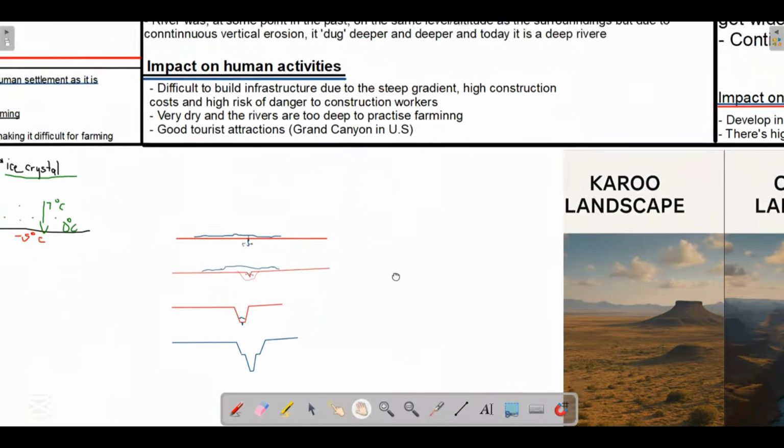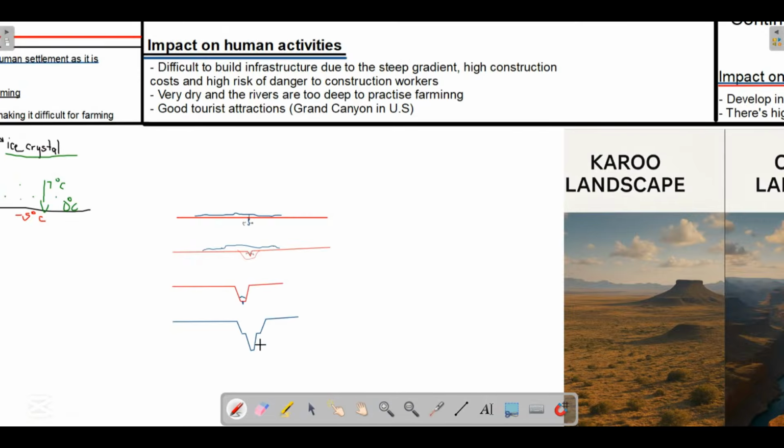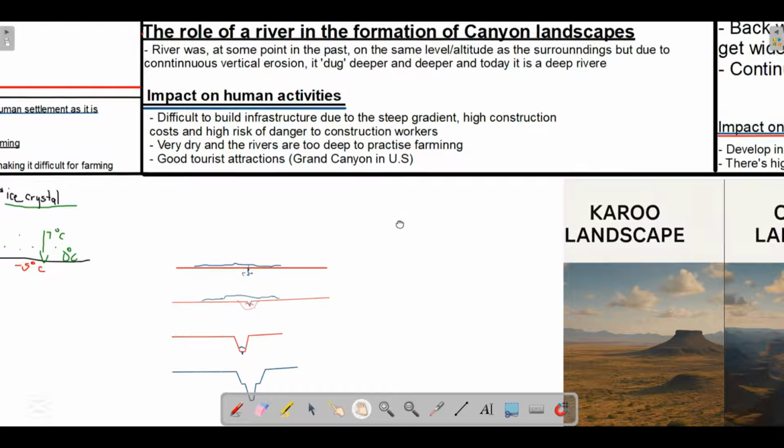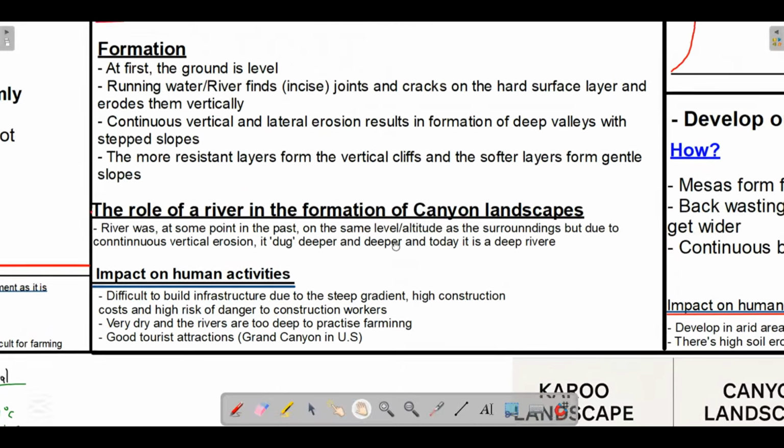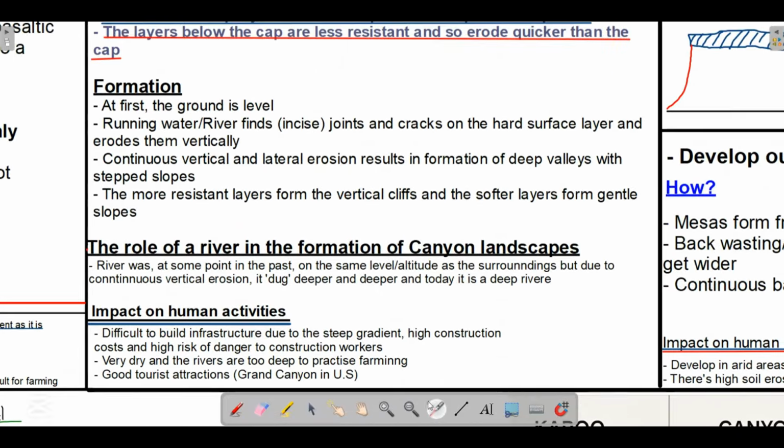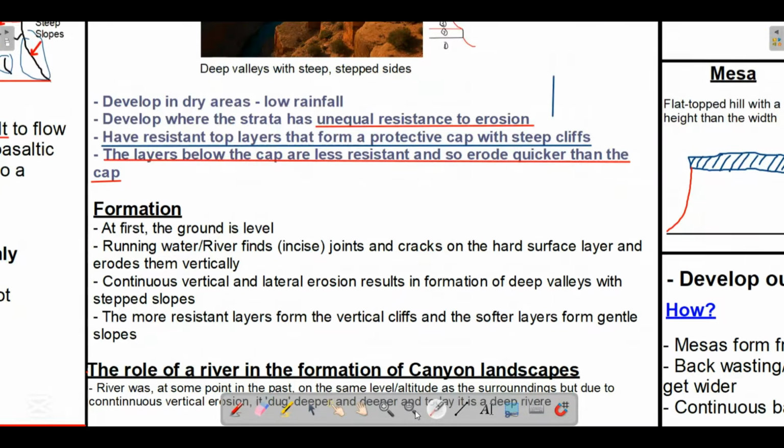As I illustrated, guys, these are the stepped slopes. These are the valleys. So that's a valley. That's a valley over there, and it has these slopes on the sides that are stepped. The hard layers or hard strata, they form the cliffs, and then the softer layers, they form the gentle slopes. Okay, so the more resistant layers form the vertical cliffs, and the softer layers form the gentle slopes. That's how you explain the formation, guys.